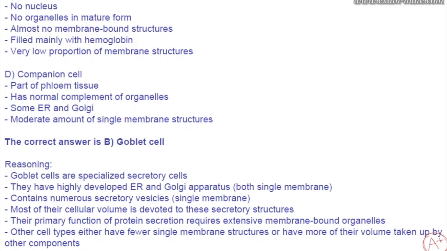Goblet cell. Reasoning. Goblet cells are specialized secretory cells. They have highly developed ER and Golgi apparatus, both single membrane. Contains numerous secretory vesicles, single membrane. Most of their cellular volume is devoted to these secretory structures. Their primary function of protein secretion requires extensive membrane-bound organelles. Other cell types either have fewer single membrane structures or have more of their volume taken up by other components.